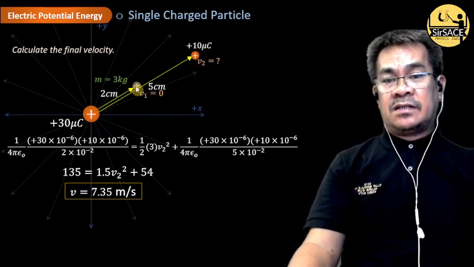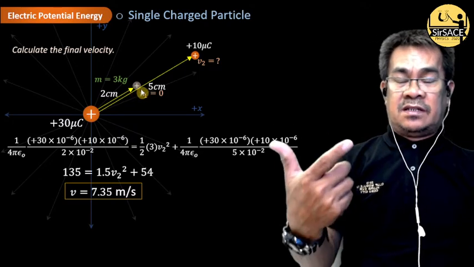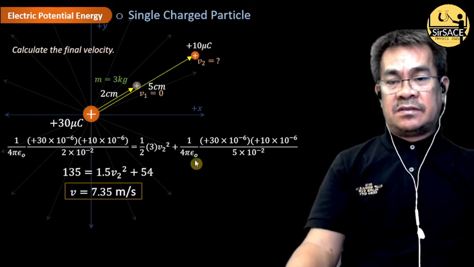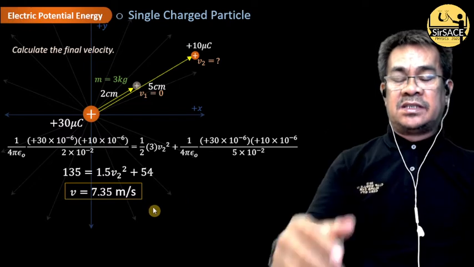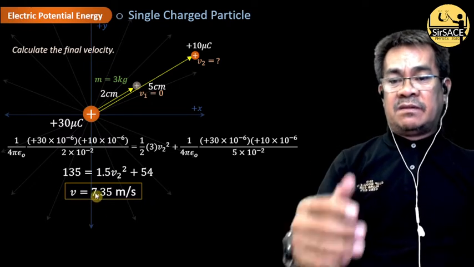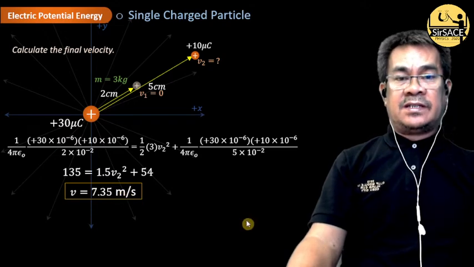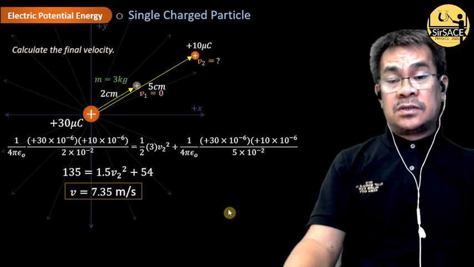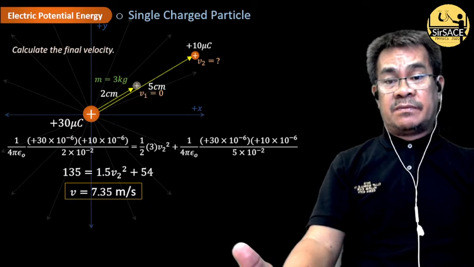But take note that when you release, it keeps on increasing its magnitude until it again reaches the terminal velocity. So for now, the velocity is 7.35 meters per second. Okay, so this is the answer to the problem.